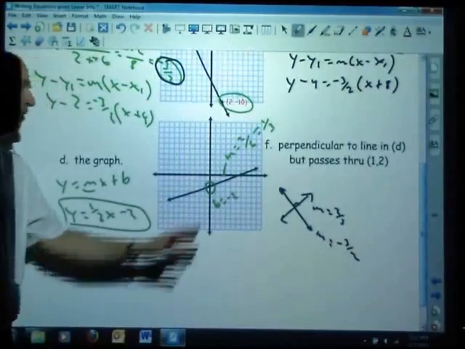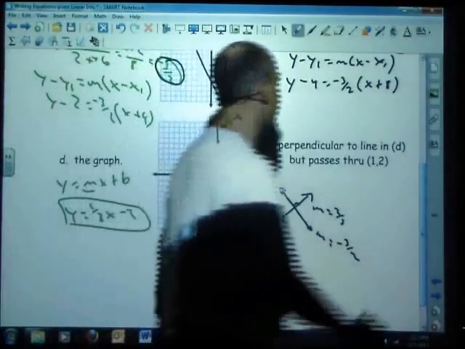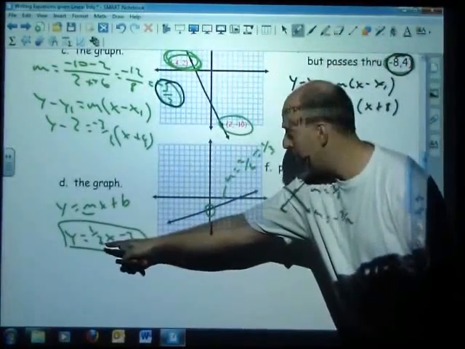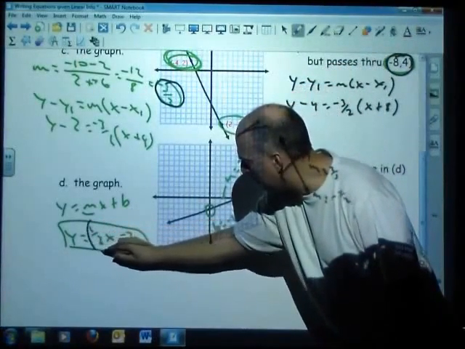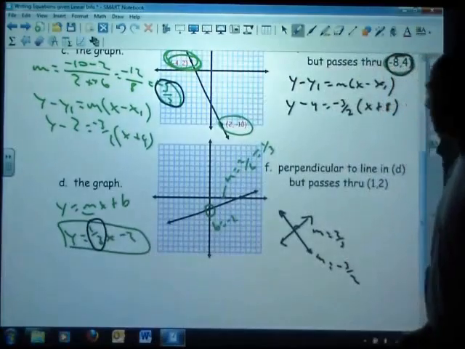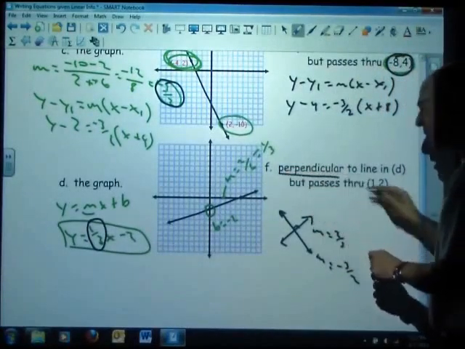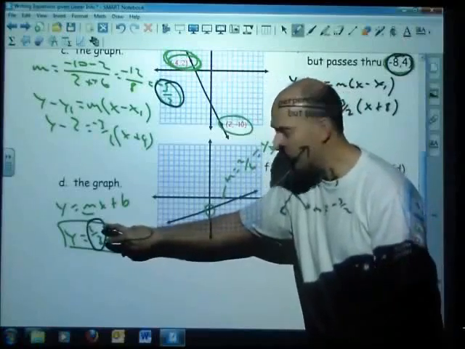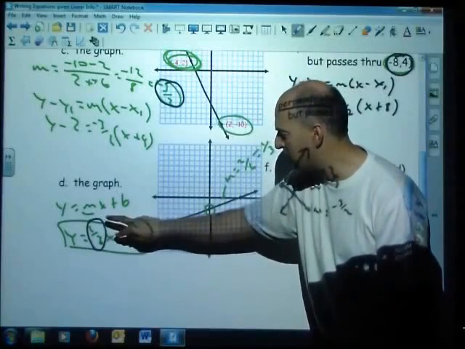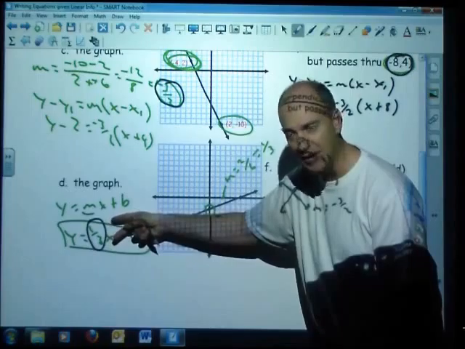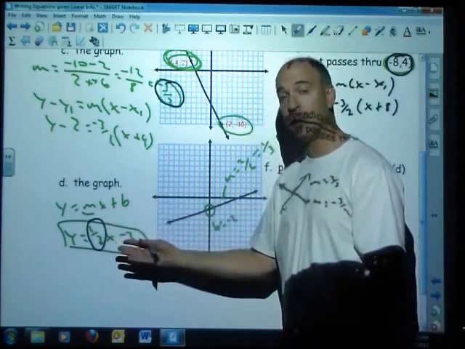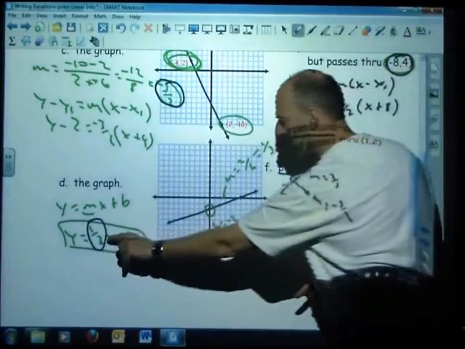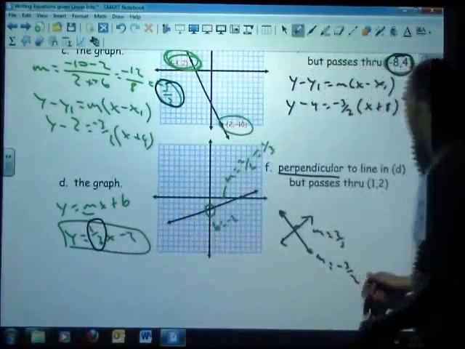All right, now, if you look at letter F, it says perpendicular to line D. All right, well, line D was right here. And the slope was 1/3. Well, but we're not that, we're perpendicular to that. So can we flip this fraction and change the sign? Hope you say yes, I can. If you flip it, it's 3/1, make it negative, and you're going to have the slope of the perpendicular line. So the slope of this line, since it's perpendicular to this, is in fact negative 3.